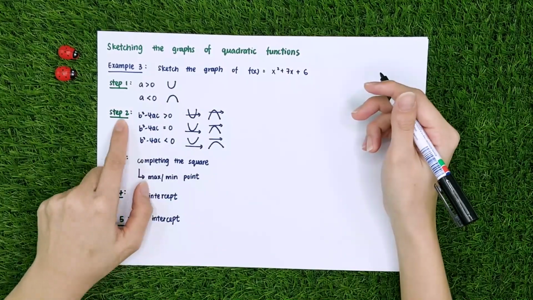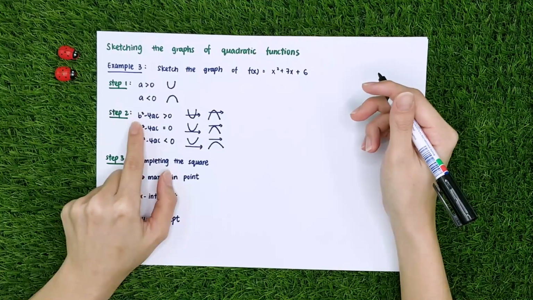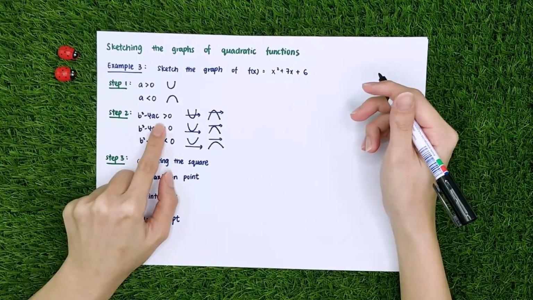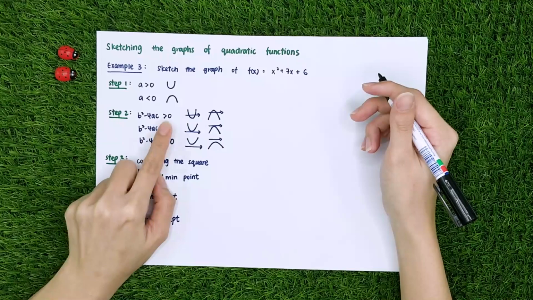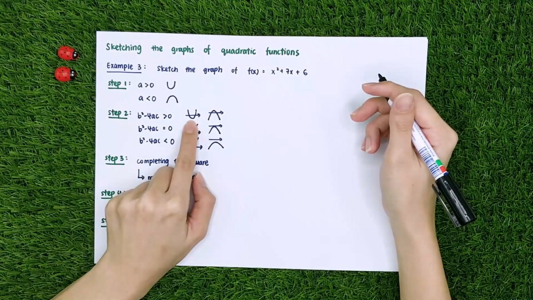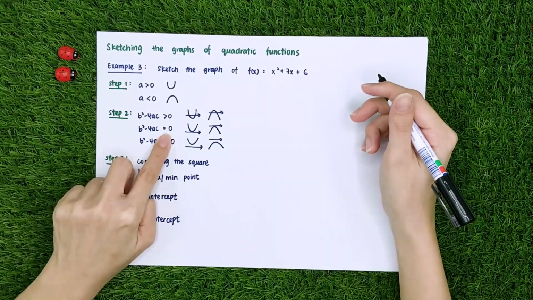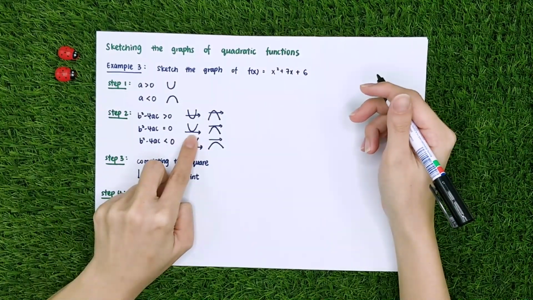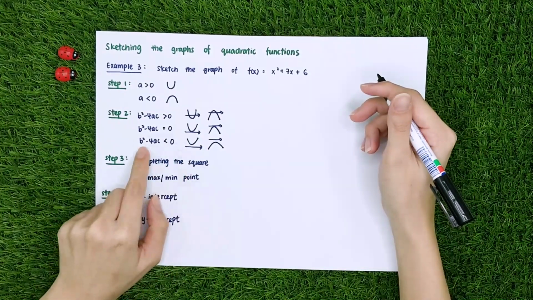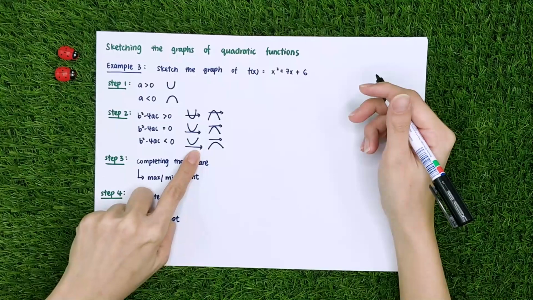The second step, you have to determine the type of roots. That means you have to find the value of b squared minus 4ac. If your b squared minus 4ac is greater than 0, that means your graph intersects the x-axis at 2 points. If it is equal to 0, your graph intersects the x-axis at 1 point. If it is smaller than 0, your graph doesn't intersect the x-axis, okay?